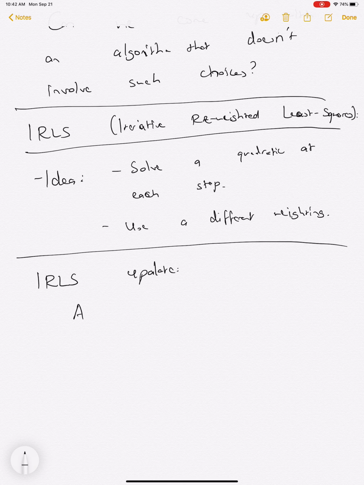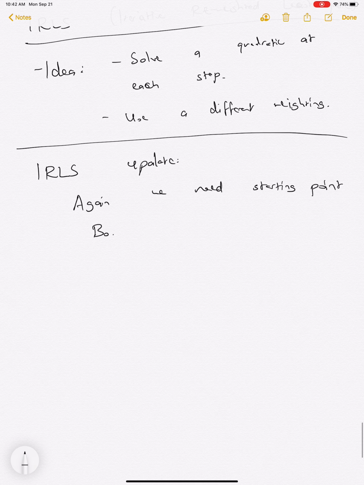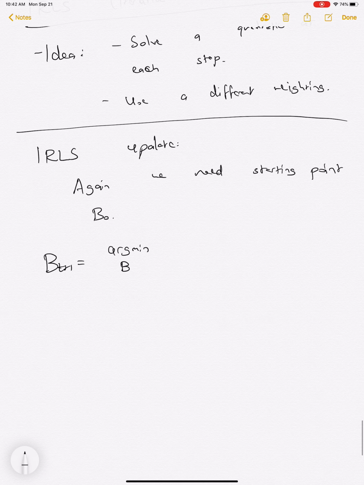Again, with all iterative algorithms, we need a starting point. So we need a starting point B0 here, okay? And what the IRLS update does is solve a different quadratic at each step. I'll talk about the idea behind it. It has quite a nice intuitive idea as well.